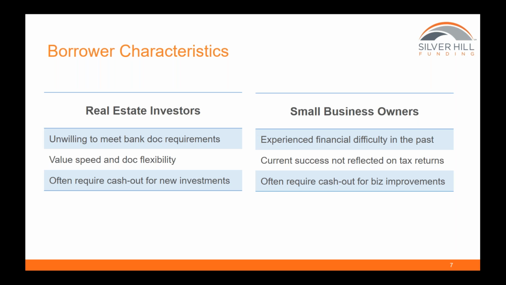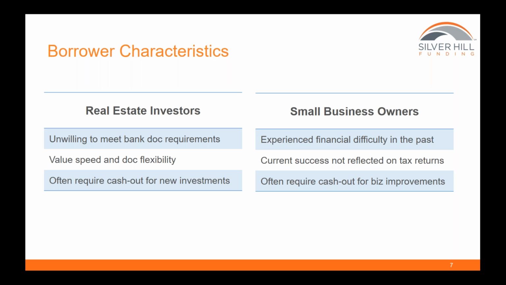So who are these people? Well, they're real estate investors. They're not willing to do a global cash flow on a multifamily property. They don't want to involve their personal income. It's not necessarily about documentation, but more about how to underwrite. We're just going to look at the property's cash flow. So we're just interested in what the property is doing, not necessarily what that borrower's personal situation is. Okay. Folks that value speed and doc flexibility, for our investment property, we're going to do a very different underwrite than the banks would.